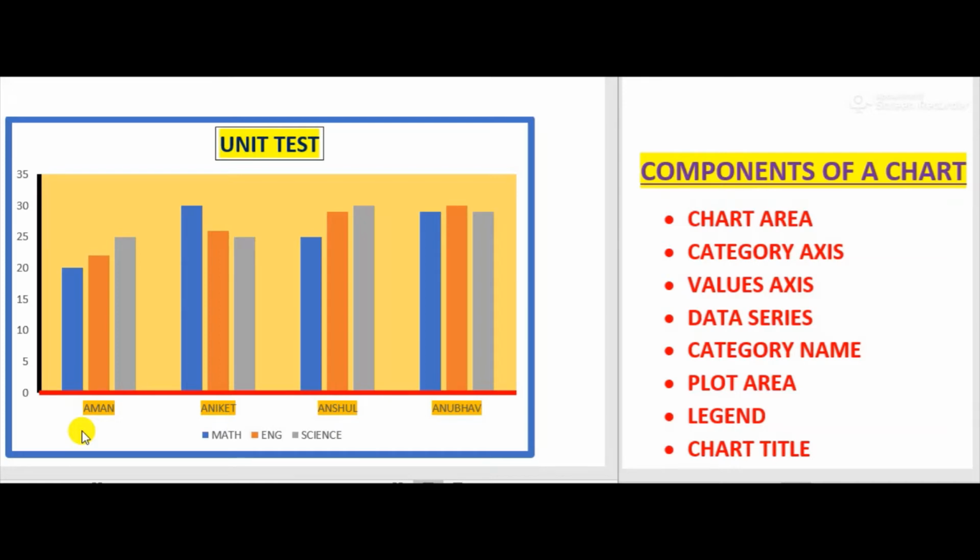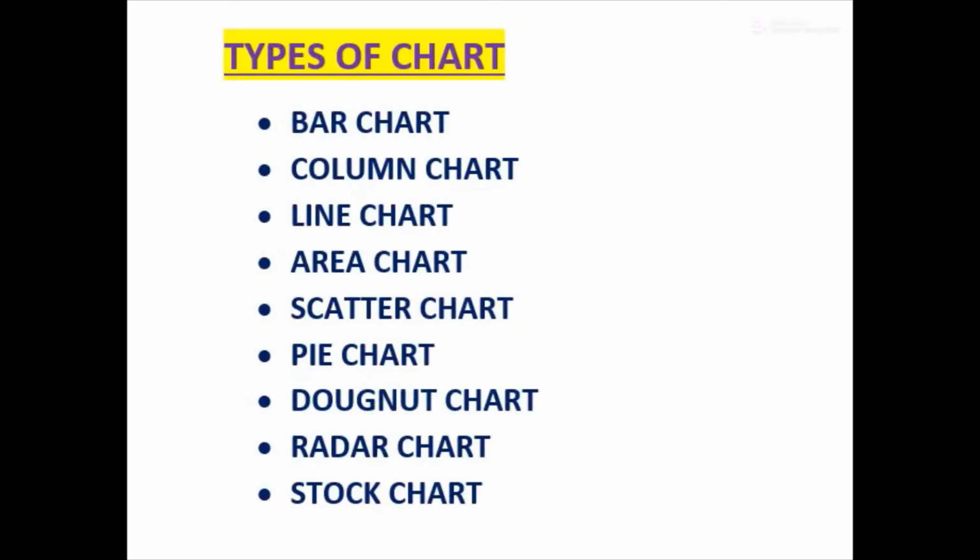The last component is chart title. Here we can see this is the chart title. It contains the unit test. So this component is called chart title. These are all the different components of a chart. Okay, the next topic is types of chart.